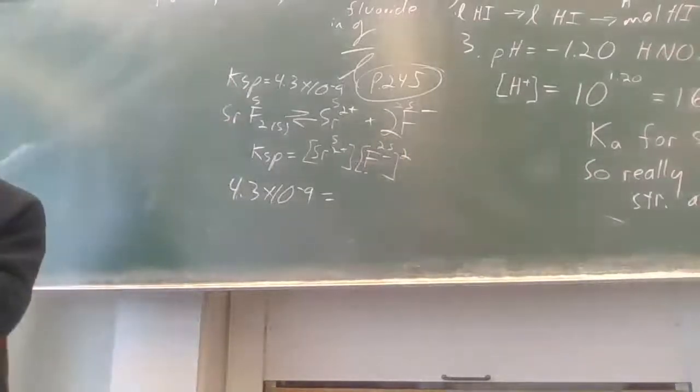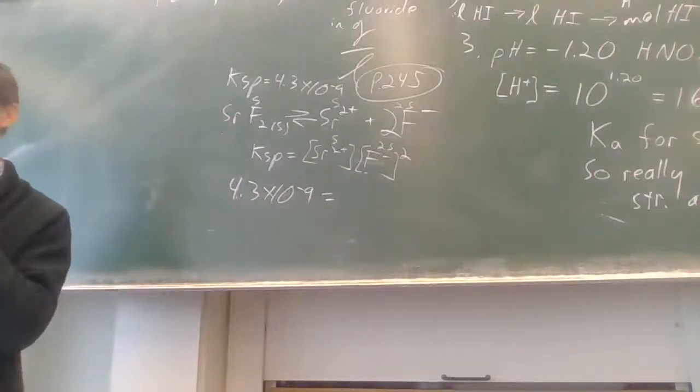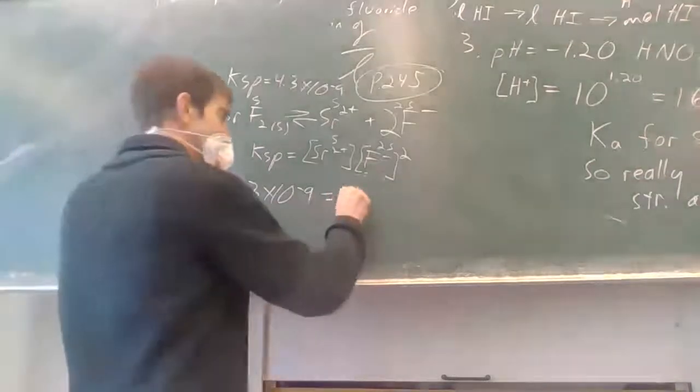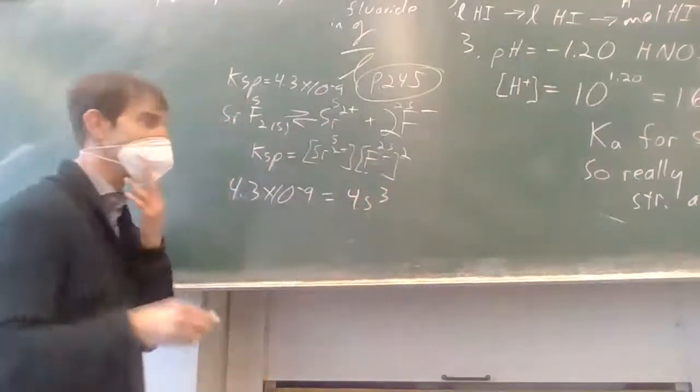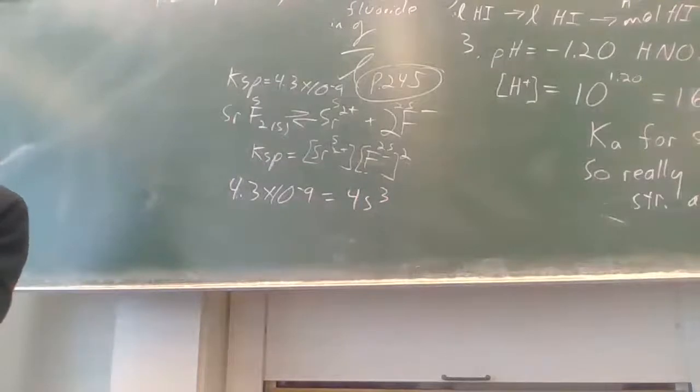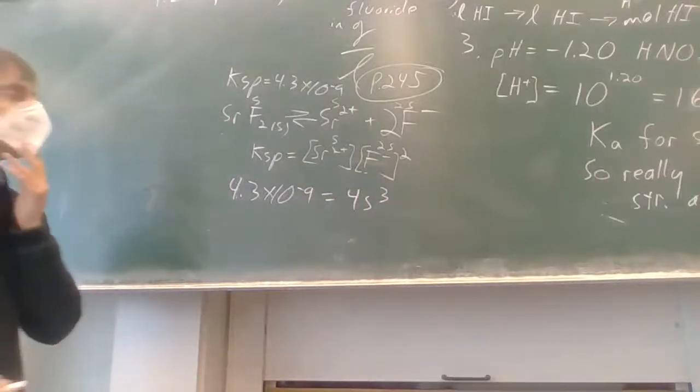Remember that kind of weird thing? We did that a couple times. So what's going to happen here, Penelope? It would be 4x. Good job. So it's one of those that ends up being like this: 4s squared times another s. She's right, it's 4s cubed.